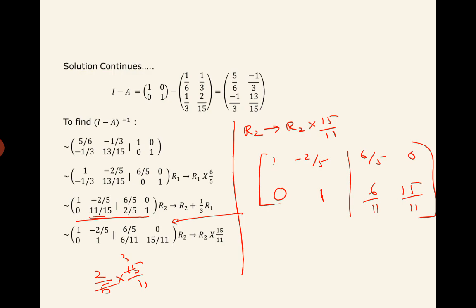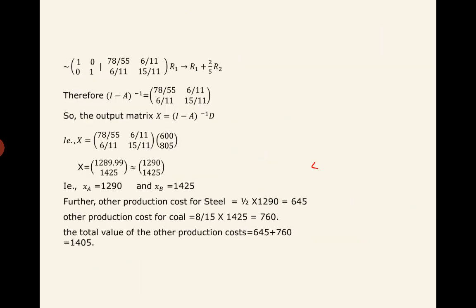And the only one step remaining is to convert this element into 0. So write the formula for this. R1 starts from R1, so this negative sign over here becomes positive: R1 plus 2 over 5 times R2. That's what is given here, isn't it?